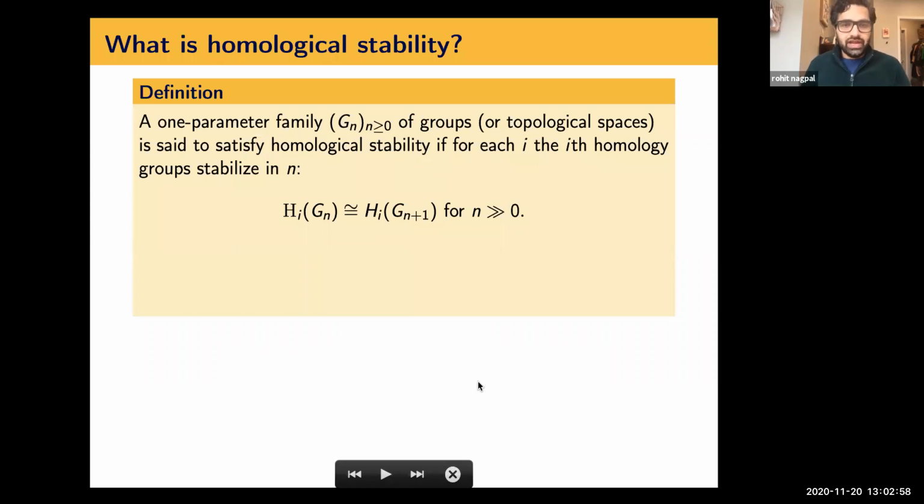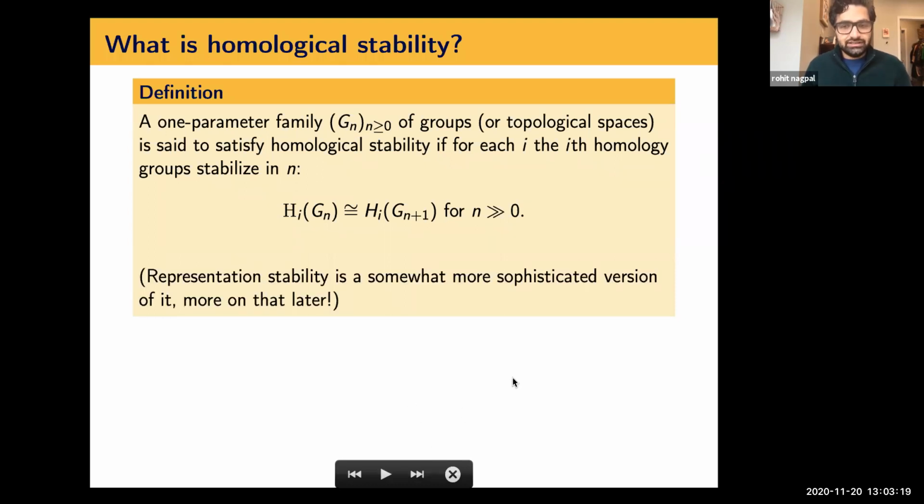The setup is the following. We have a sequence of groups or topological spaces, and we say that they satisfy homological stability if for each ith homology group we have a stability in N eventually. So this is the definition of homological stability, and representation stability is just a somewhat more sophisticated version of this. And instead of giving you the definition of representation stability, I will just explain it using an example later.